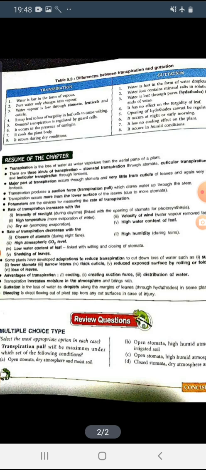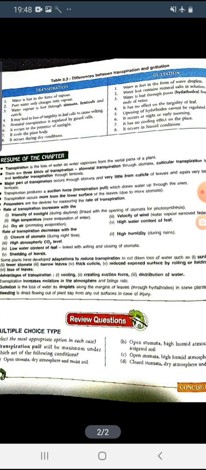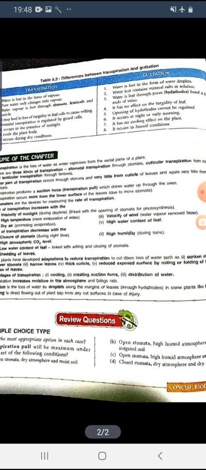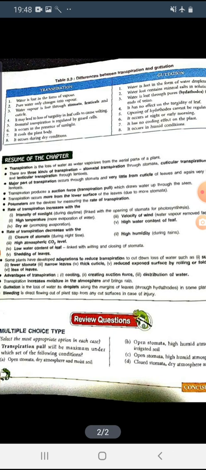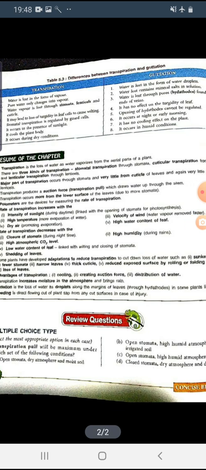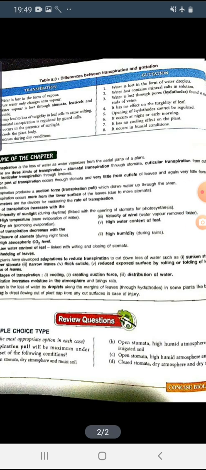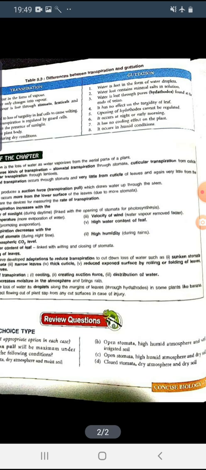Next, transpiration cools the plant body, while guttation doesn't have any cooling effect on the plant. Transpiration occurs during dry conditions, and guttation generally occurs during humid conditions. It is the opposite. Transpiration occurs during dry conditions, but guttation generally occurs during humid conditions.